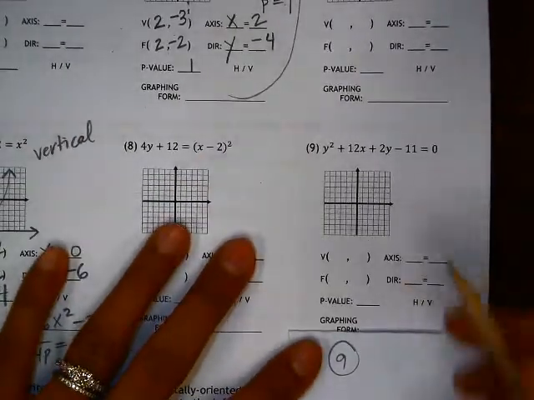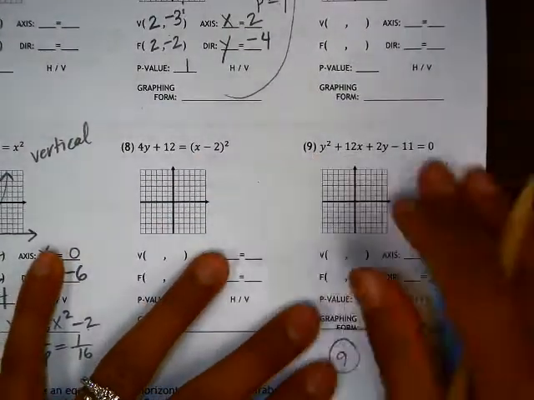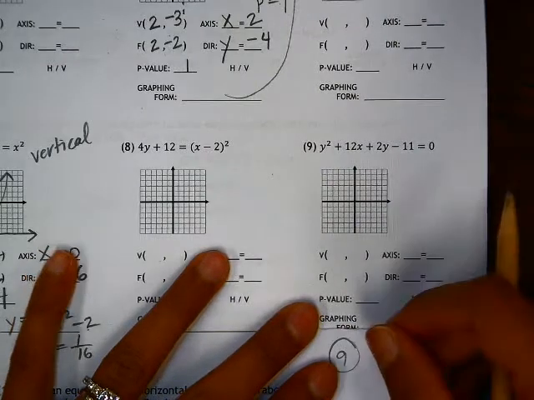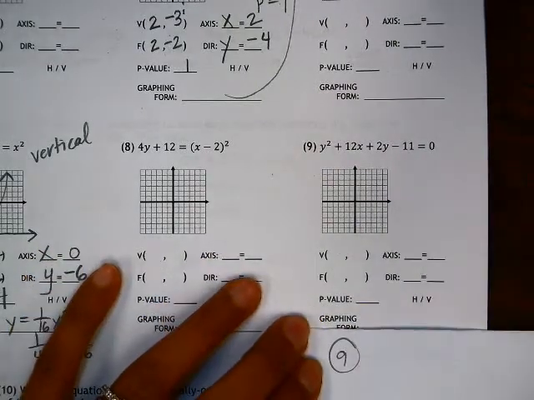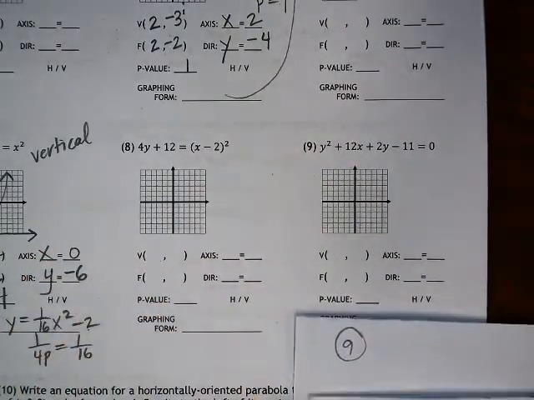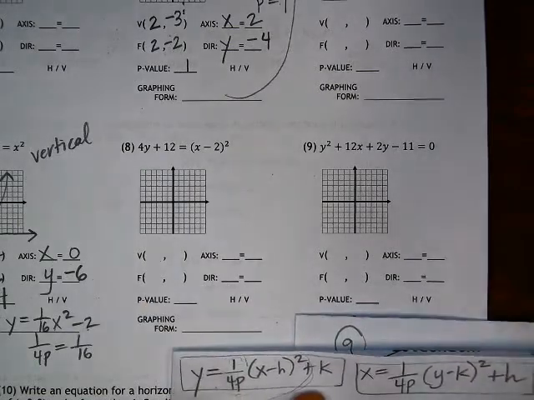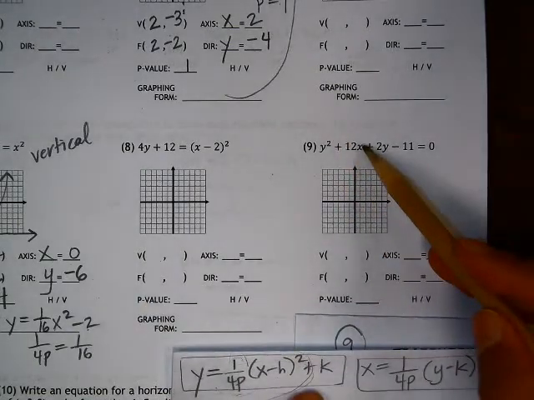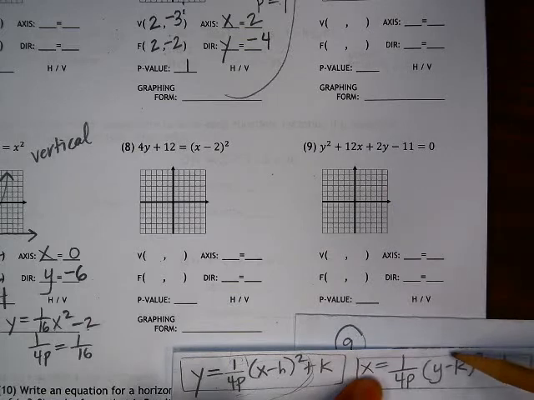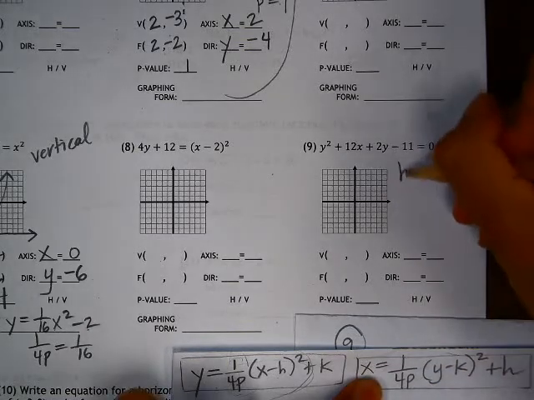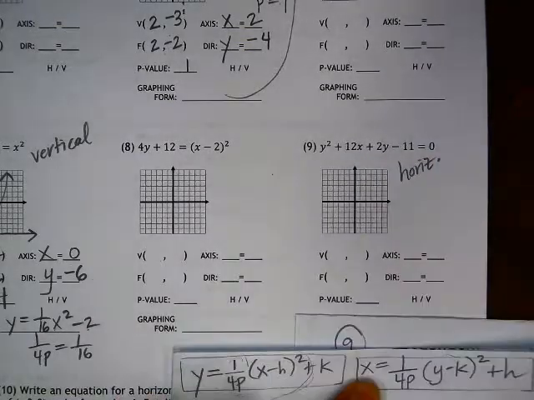All right, we're going to do number 9. And let's first look at this and figure out, is this going to be a vertical parabola or a horizontal parabola? So comparing it to our graphing form equations, here the y is being squared, the x is not being squared. So we have a horizontal parabola. So I'm going to make a note of that here.